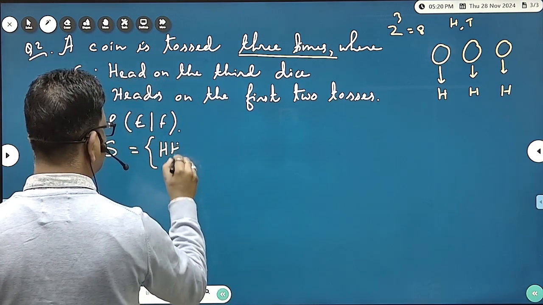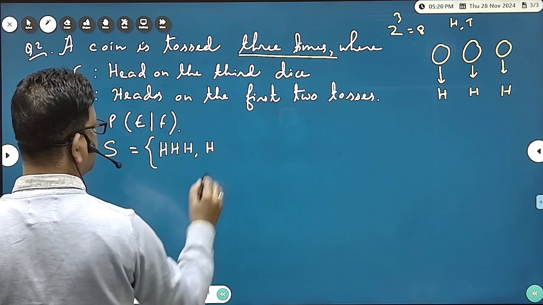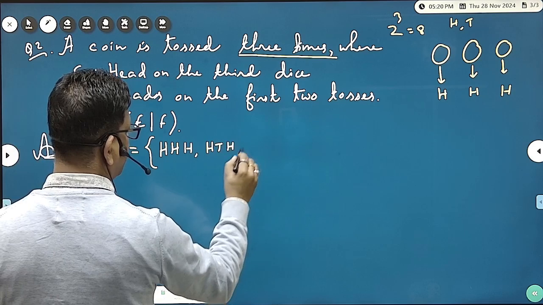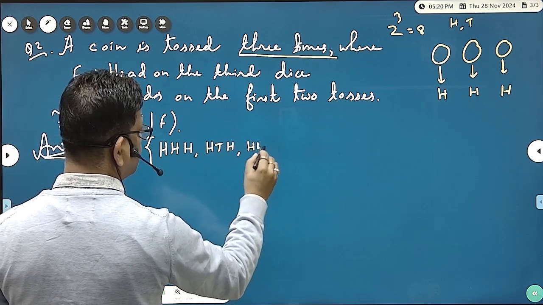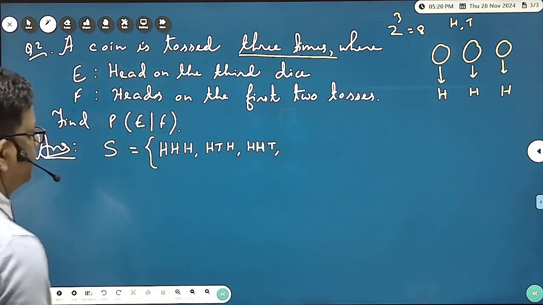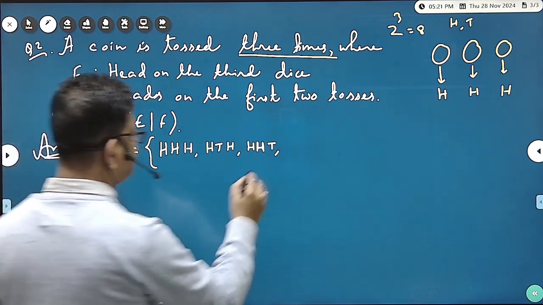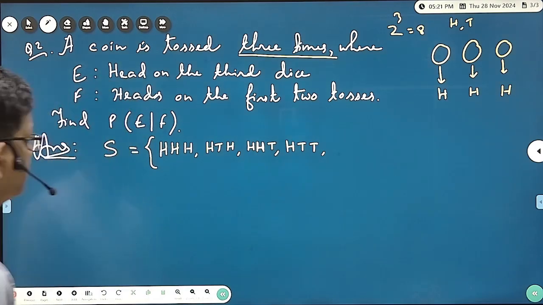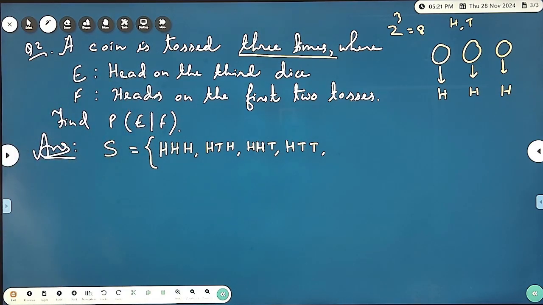So HHH, HHT, HTH. Then HTT. Can I write also HHT? Yes. So next HTT. Can I have some more with H? No. So it is 4 only.